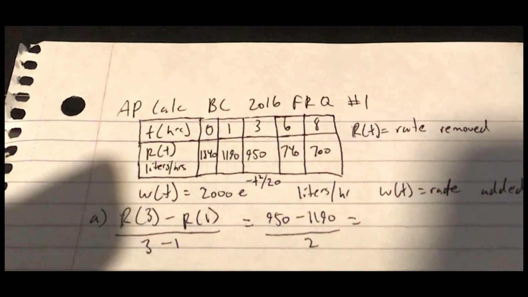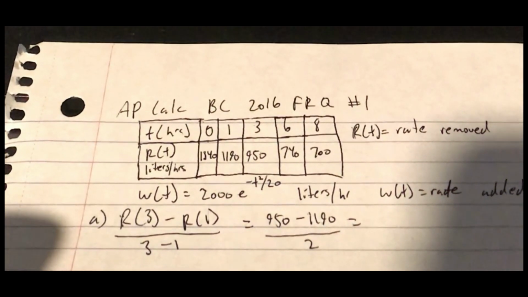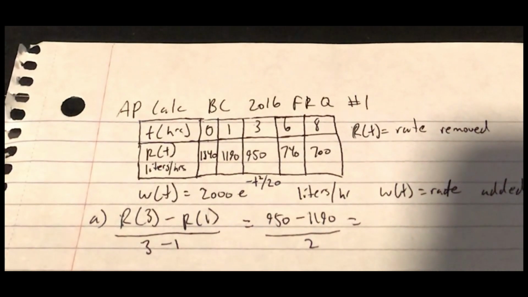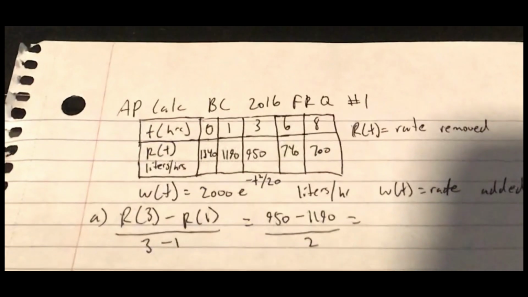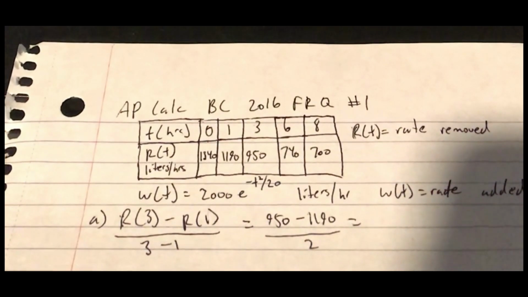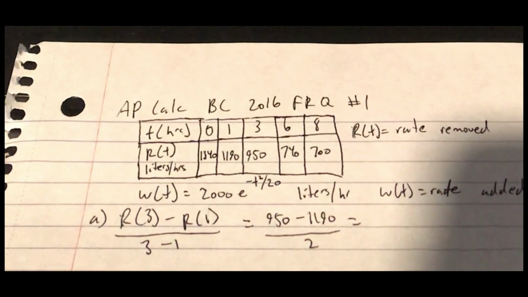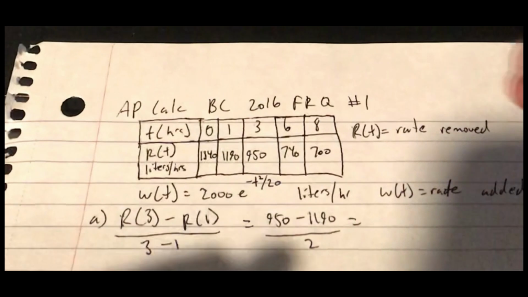I believe the answer, let me get my calculator out. Technical difficulties. Okay. 950 minus 1,190. Divide that by 2, and you get negative 120.